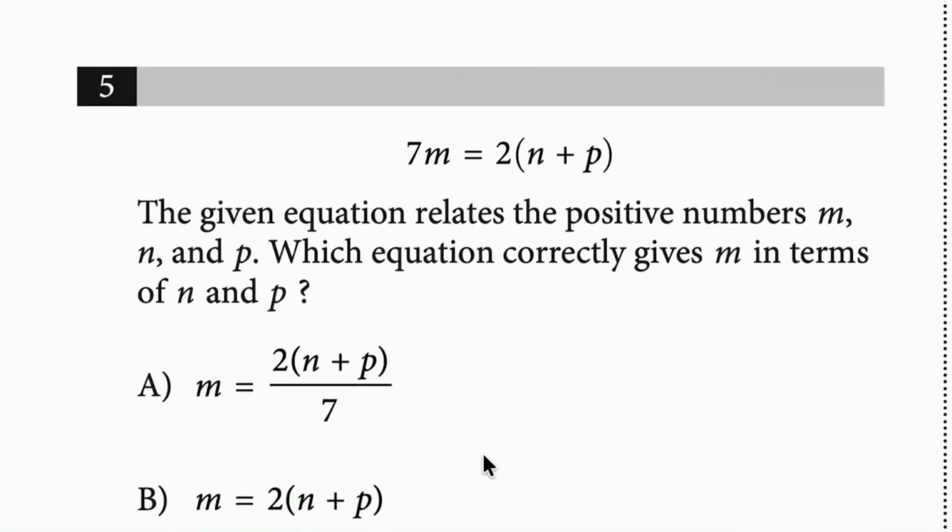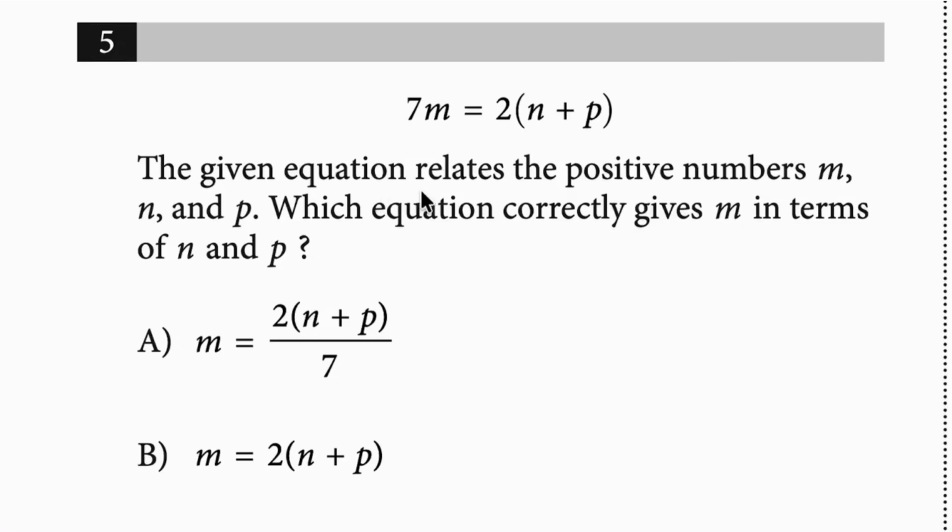Okay. Question number 5. The given equations relate the positive numbers m, n and p. Which equation correctly gives n in terms of m and p? So when it says n in terms of m and p, that means you have to keep n at the left hand side and m and p on the right hand side. Now we know what is to be done. So let's start our work from that. For that, it's already here. n is on one side and m and p are on the other side.